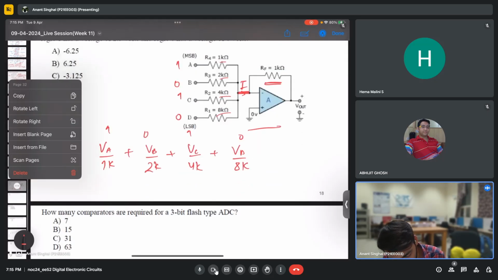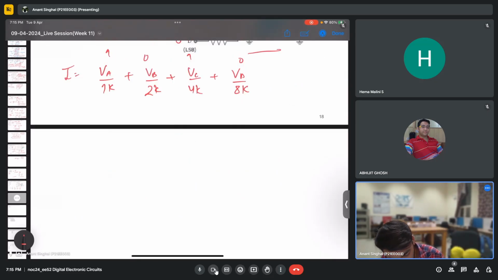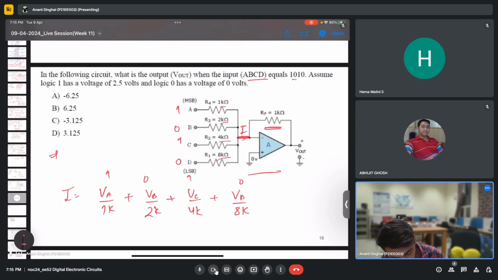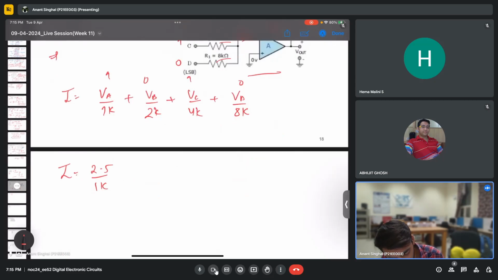So what we have is I will be 2.5 times 1k, because the voltage has been given for 1, it is equal to 2.5 volts, and this is 2.5 by 4k. So this is nothing but 2.5 times, this will be 1 plus 1 by 4, that will be 5 by 4, and this will be 3.125 milliamperes.